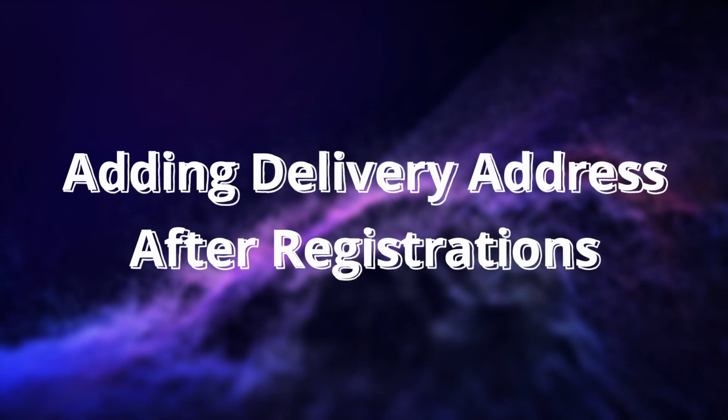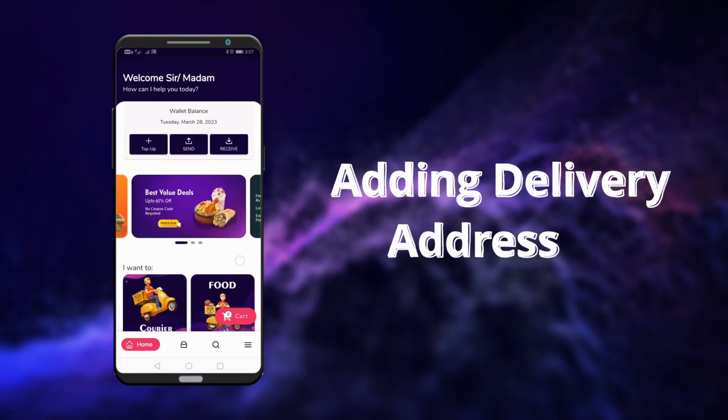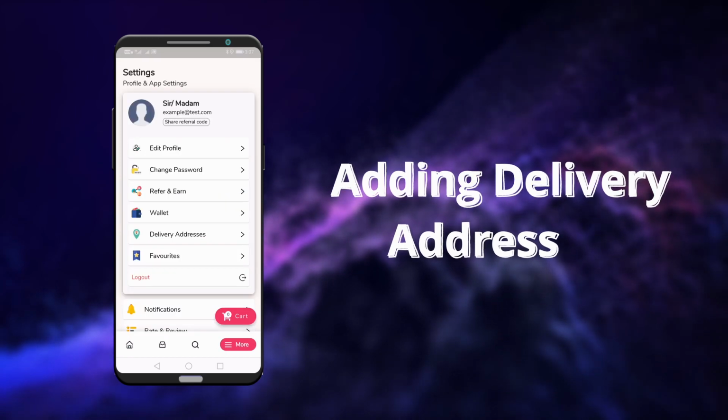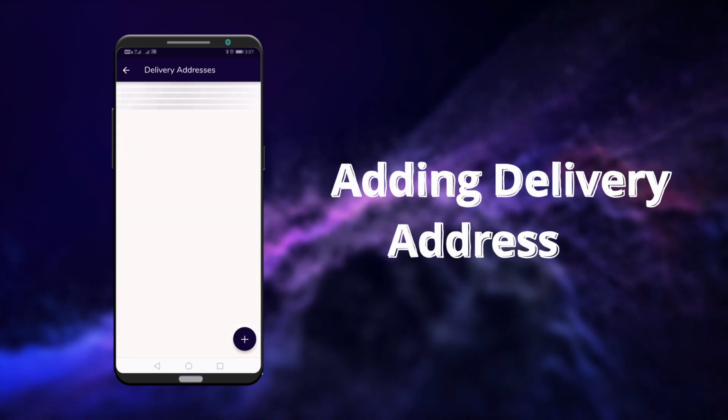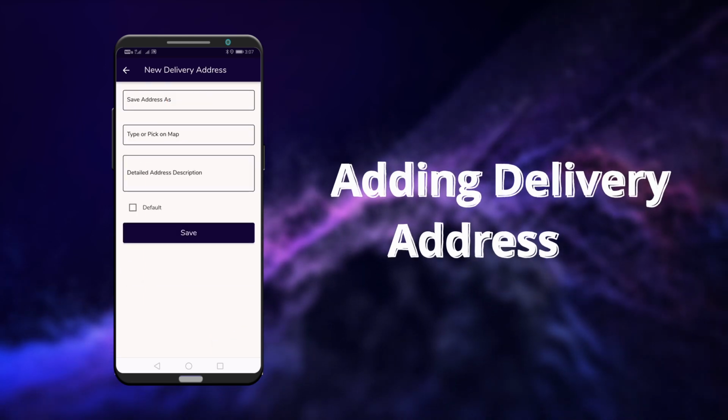Now, if you are new to Phinixx and have just registered, the first thing to do is to add your delivery address to your address book on the app. To add a new delivery address, go to the More section and select the Delivery Addresses option.